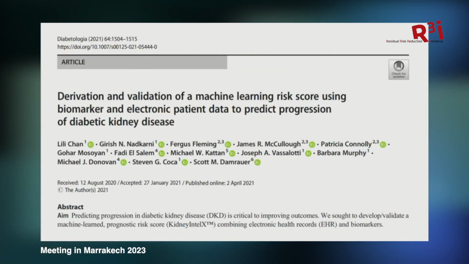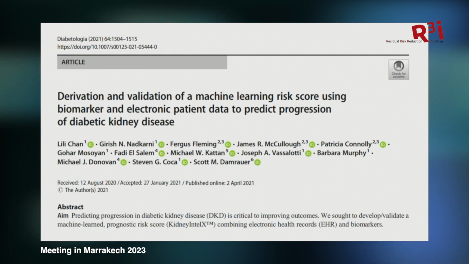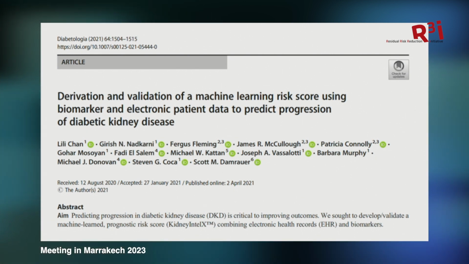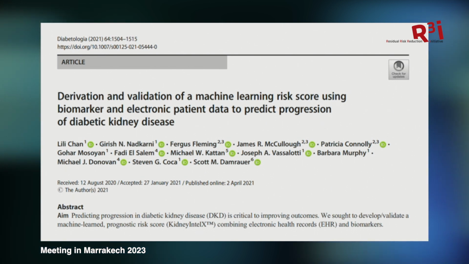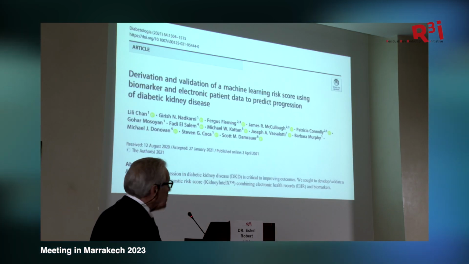All right, now let's look at a couple of other biomarkers that I'm not going to show any data on, but I'm listing them as potential things to look at going forward in how we assess diabetic kidney disease. Here's a derivation and validation of a machine learning risk score using biomarker patient data to predict progression of diabetic kidney disease. So this is a machine-driven, AI-based approach.